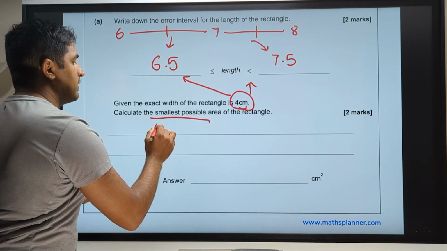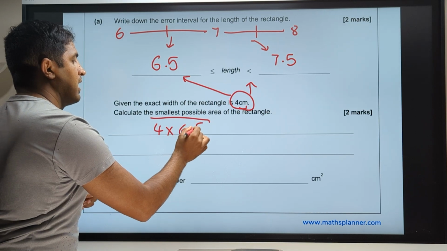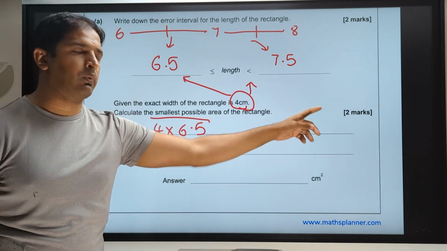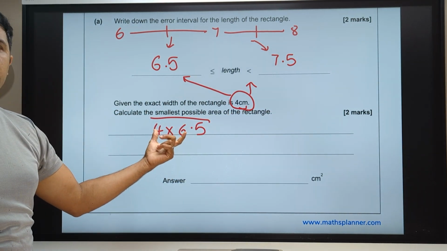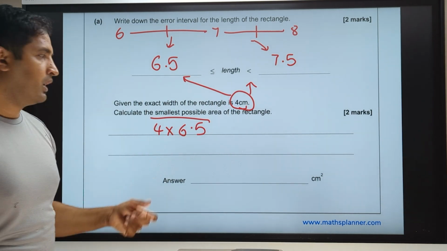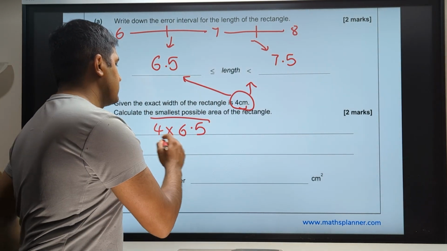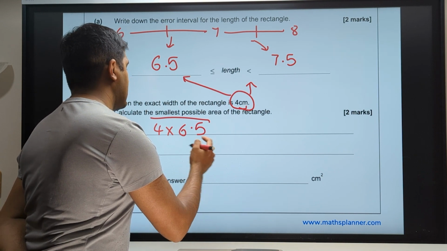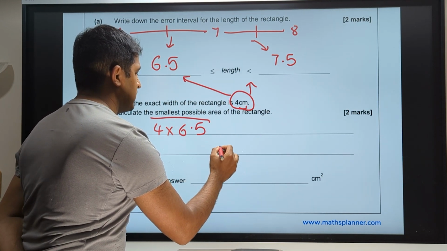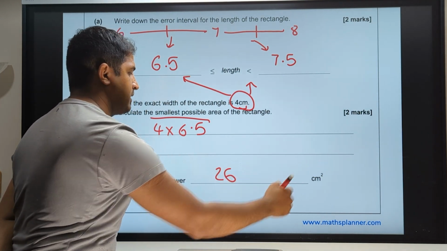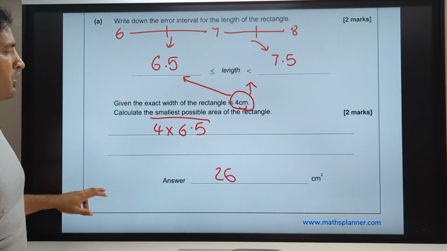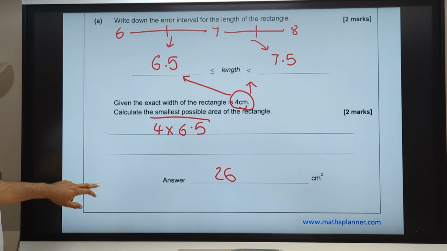Multiply those together, 4 times 6.5. Even though you know what you're doing, it's a 2-mark question, so make sure you write down this calculation. This is what we're looking to do, and put that in the calculator. 6 times 4 is 24, and half of 4 is 2. So 26 centimeters squared. That's the smallest possible area of that rectangle.